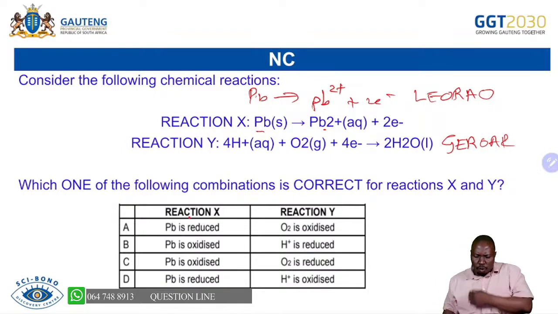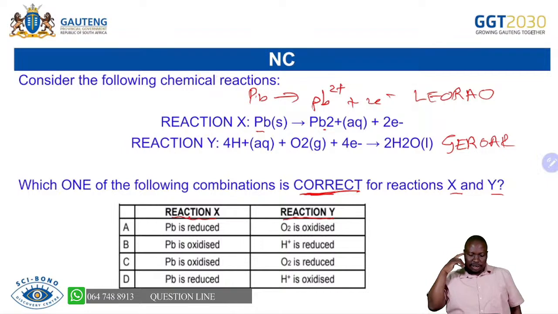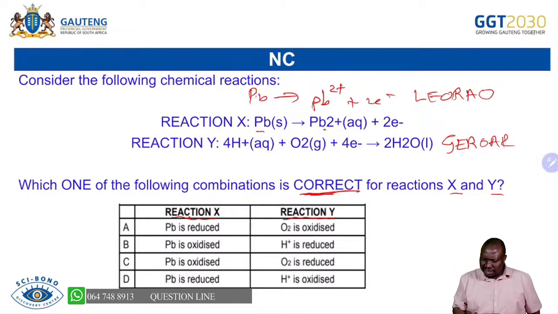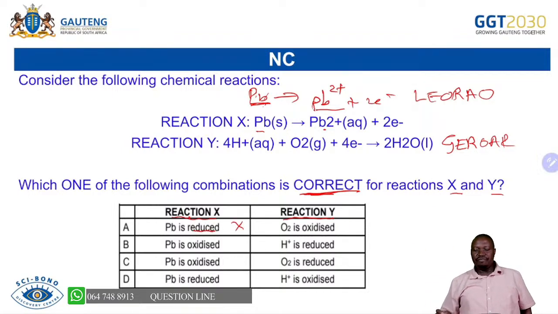Now, which one of the following combinations is correct for reaction X and Y? So in the first column we were given reaction X. In the second column we were given reaction Y. So we were looking for the correct one. It's very important to know that we are looking for the correct one, which means the other three are incorrect. Now let's look. Option A, they are saying Pb is reduced, which is not correct because Pb is oxidized from Pb to Pb2 plus. Its oxidation number has increased. So this is wrong. We don't have to go any further.